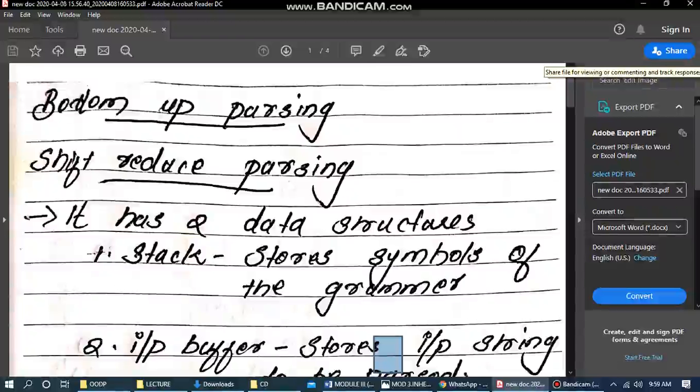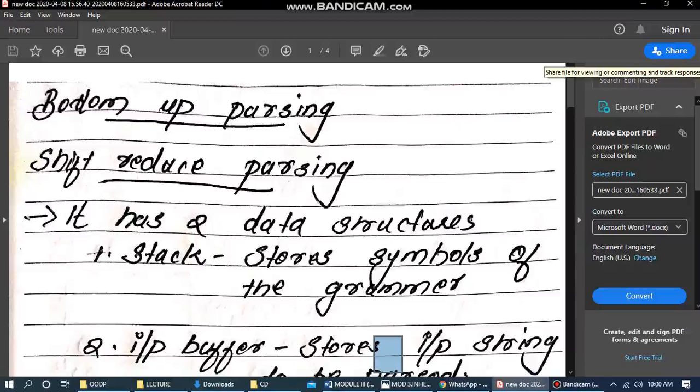In the bottom-up parsing technique, we start from the leaf nodes of any parse tree, and then we compare every symbol with the productions of the grammar that is given. Then we substitute those values in order to reach the start symbol, turning back to reach the start symbol. That is the purpose of bottom-up parsing.